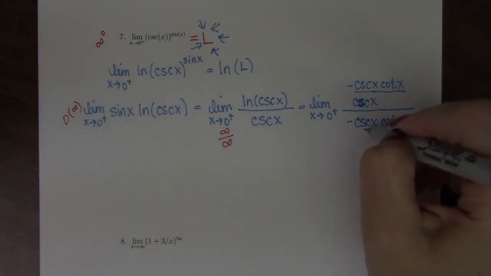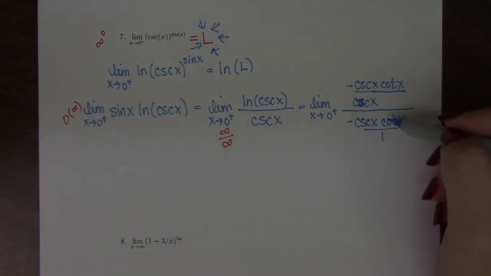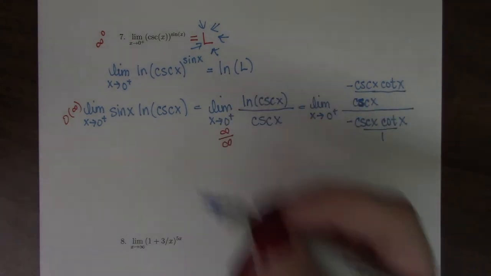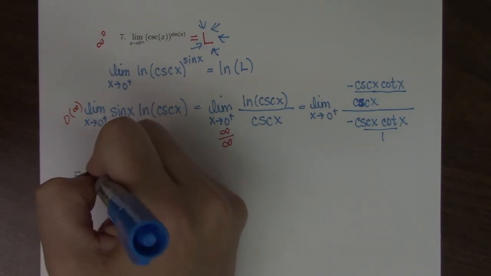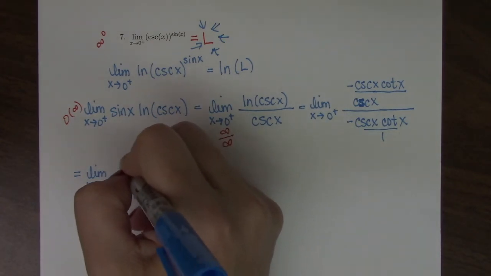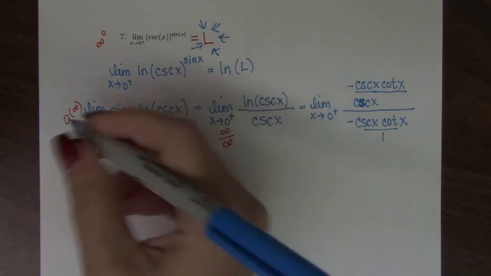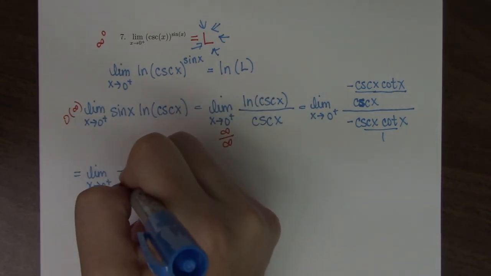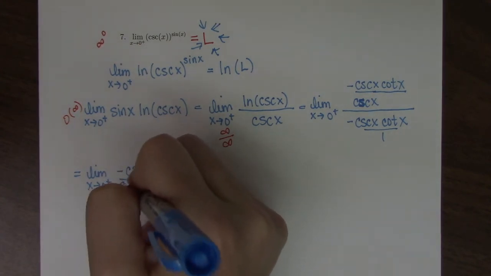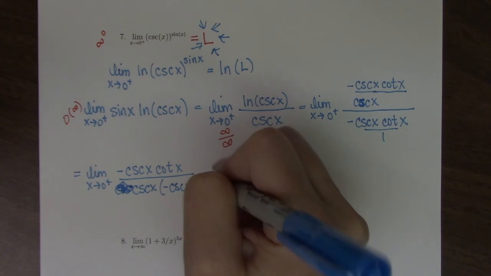So this is the same thing as saying all of this over 1. I have a fraction in the numerator and a fraction in the denominator, so I can simplify this by multiplying the fraction on top by the reciprocal of what's on the bottom. I'll end up getting negative cosecant cotangent over cosecant x times negative cosecant cotangent.